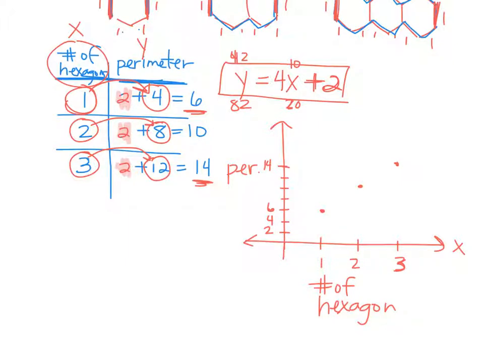Okay? Is that a linear equation, a linear function? It makes a straight line, right? If I were to draw a line in, it would be a straight line, so that is a linear function. If it makes a straight line, we say it's linear. Okay?